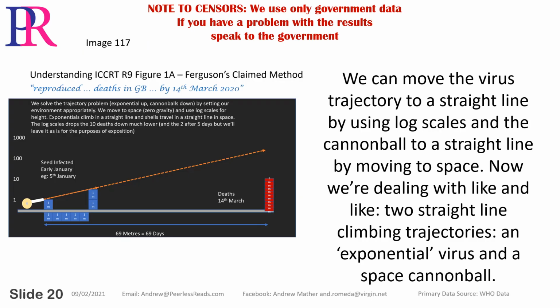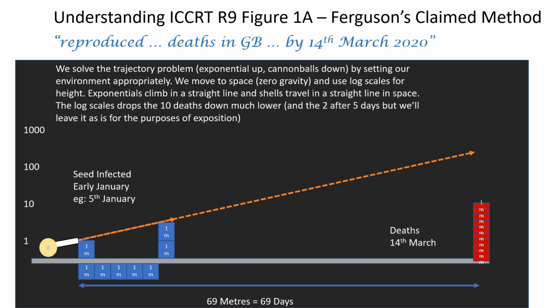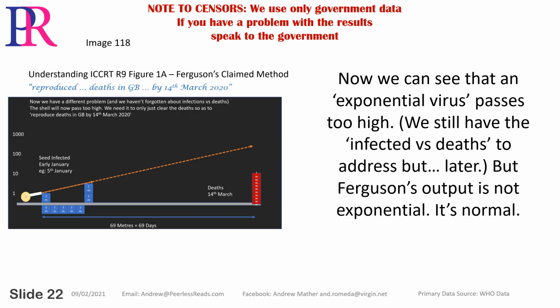We can move the virus trajectory to a straight line by using log scales, and the cannonball to a straight line by moving to space. Now we're dealing with like and like, two straight line climbing trajectories, an exponential virus and a space cannonball. Now we can see that an exponential virus passes too high. We still have the infected versus deaths to address, but we'll do that later.